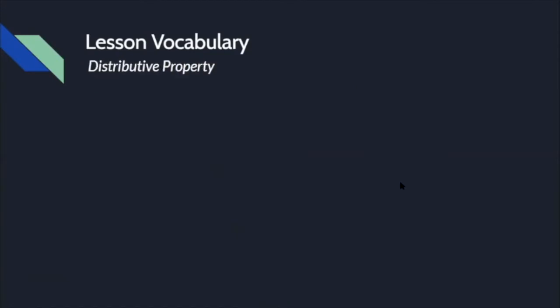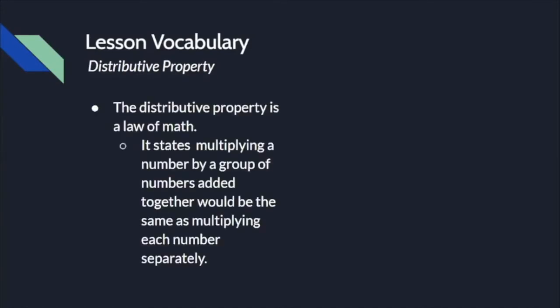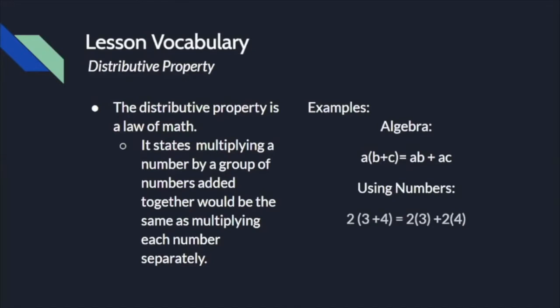Last but not least, we'll be talking about the distributive property, our focus for today. This distributive property basically states that multiplying a number by a group of numbers added together will be the same as multiplying each number separately. That definitely sounds like a mouthful, so let me show you what I mean. In algebra, we typically use letters or variables to represent numbers. But here's an example using numbers.